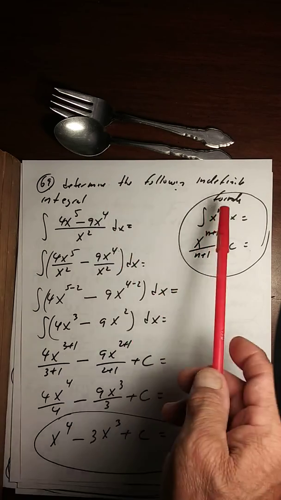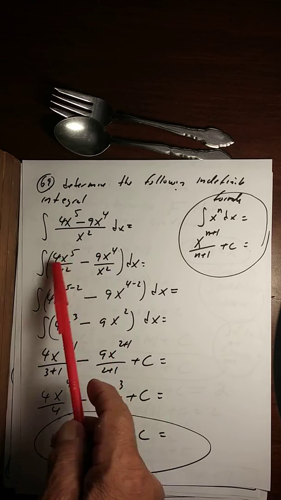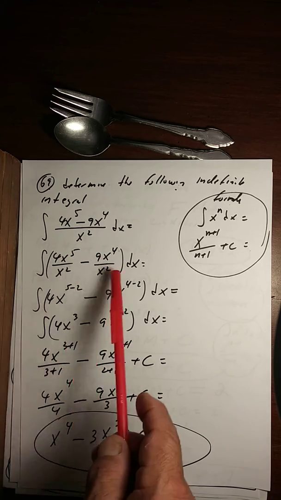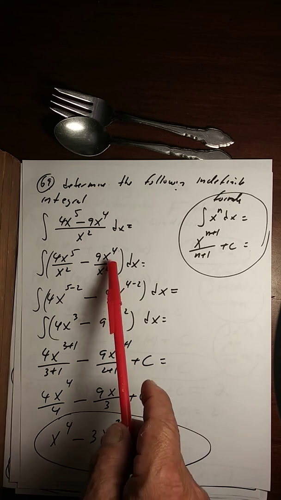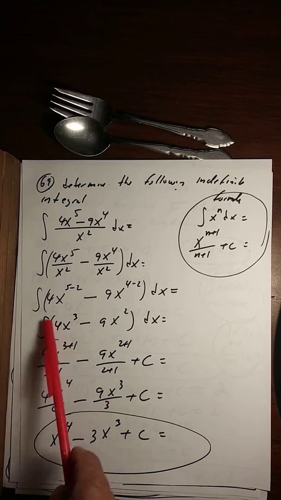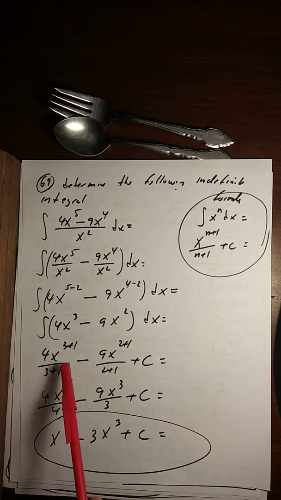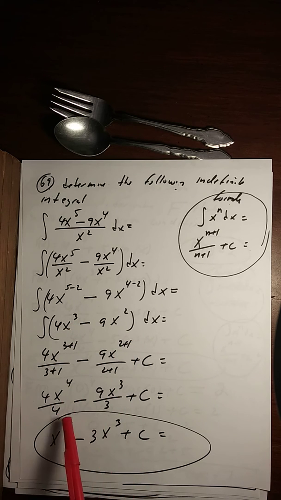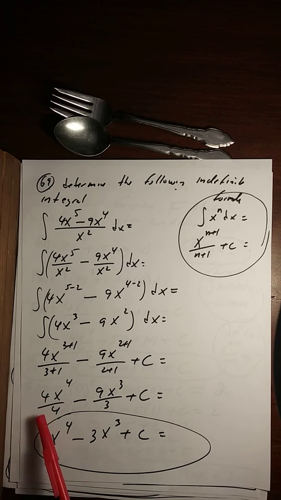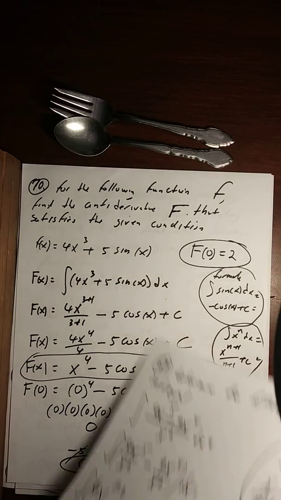Determine the following indefinite integral. So let's just break it up into two fractions. Now, can I divide this? Yes. Subtract this power from that power. That's going to be 3. This power from this power, that's going to be 2. So now, this right here, using this formula: 4x cubed and x squared. 3 plus 1, 2 plus 1. That's going to be 4, 4. Can I divide these numbers? Yes. This divides this. x to the 4th minus 3x cubed plus c.